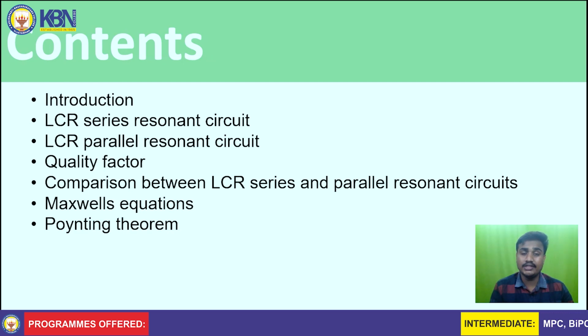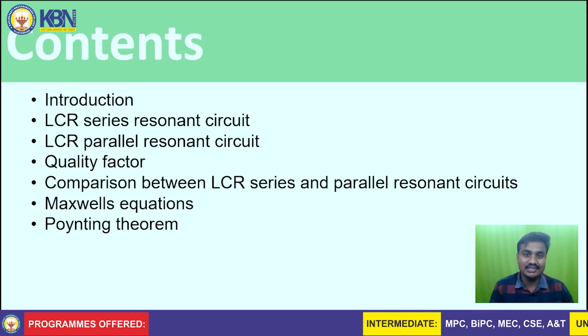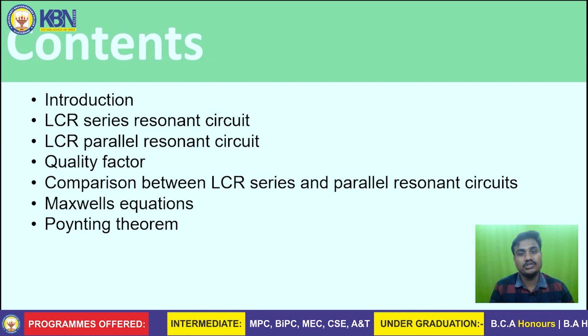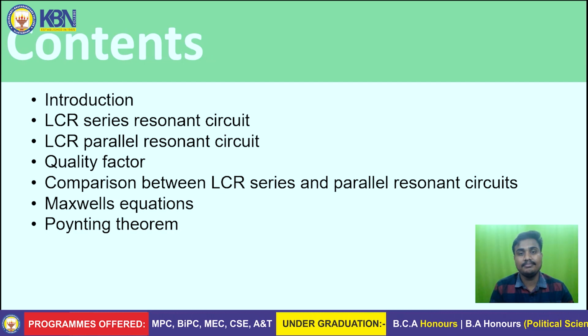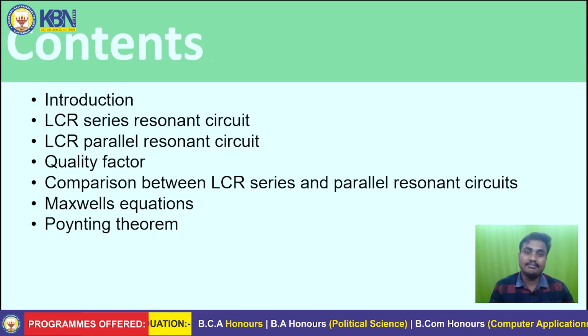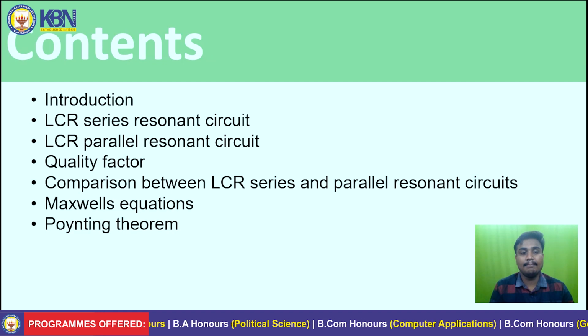What is the advantage of using alternating current over direct current? Then, coming to the LCR series resonant circuit and LCR parallel resonant circuit, what is meant by quality factor, what is the comparison between LCR series and LCR parallel resonant circuits, and what are the differences between them. Then coming to Maxwell's equations, what are there in integral and differential forms, and the Poynting theorem.